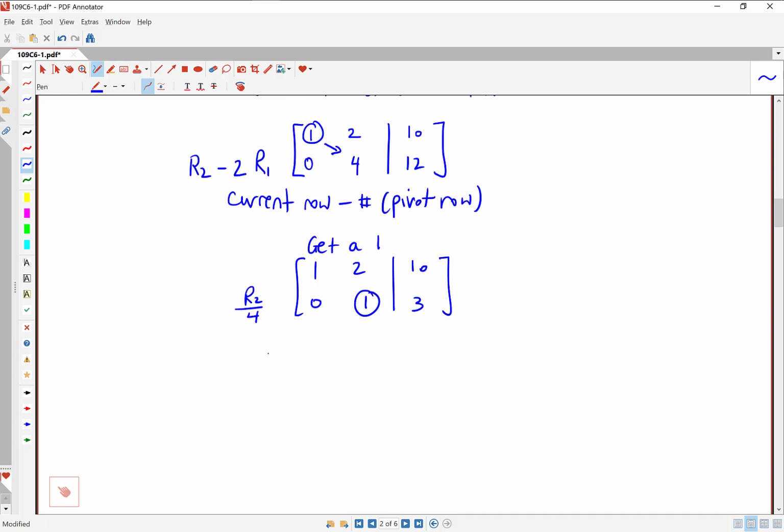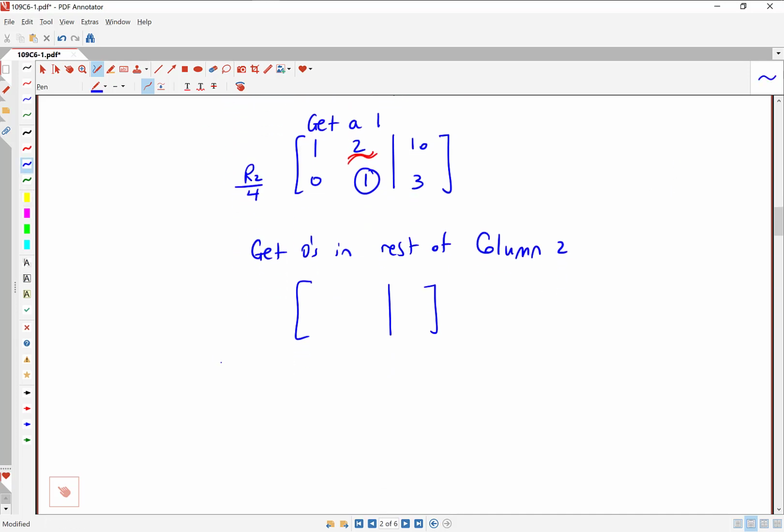So now that we've got a 1 in column 2, we're going to get zeros in the rest of column 2. So where we're seeing this 2 at the top right of the matrix, that's where we want to create a 0. And the way that you create a 0, you go current row minus the number that you're trying to get rid of times your pivot row. So let's think about this. Current row is the row that the 2 is in, so that's row 1. Pivot row is the row that has the 1 in it in that column. So that would be row 2, because our pivot, let's highlight it, there's our pivot for column 2. Pivot is in the second row, so row 2.